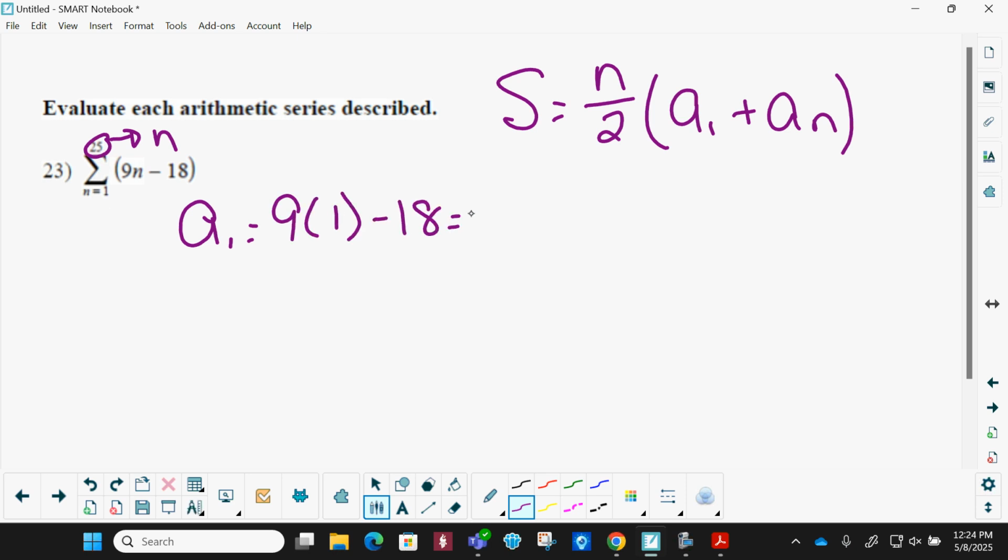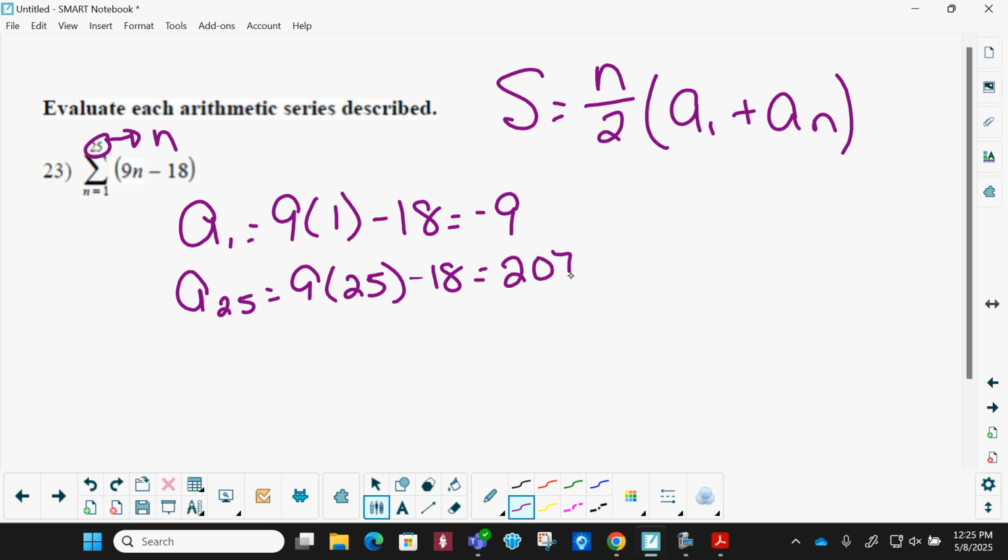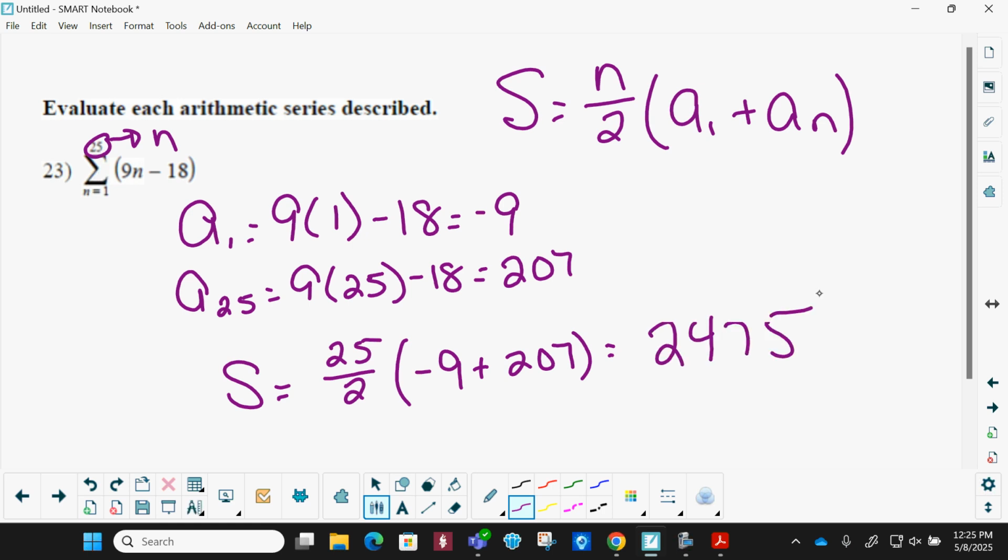We're going to get negative 9. We're going to plug the 25th term in, so A times 25 minus 18, and I get 207. Now we're just going to plug everything in. So 25 over 2 times negative 9 plus 207. Okay, so 207 minus 9 times 12.5 is 2475. Okay.